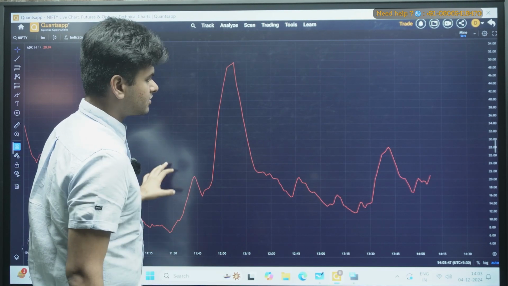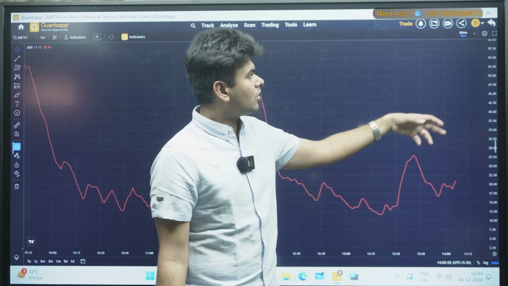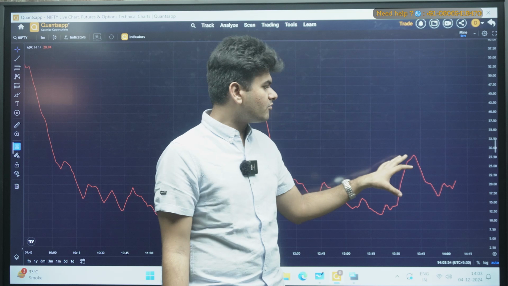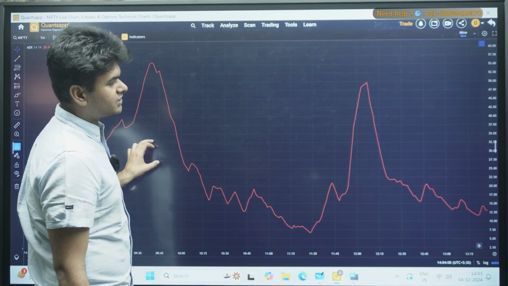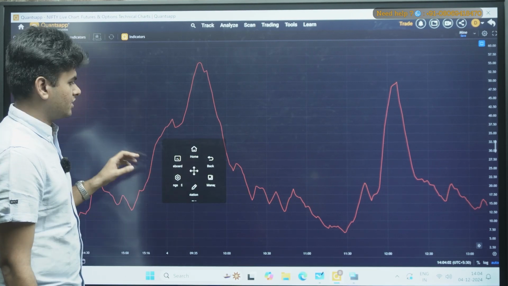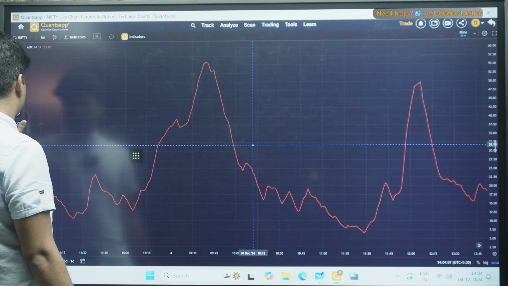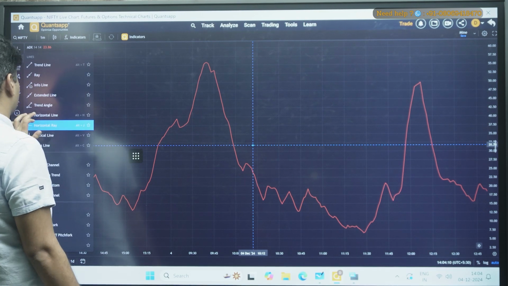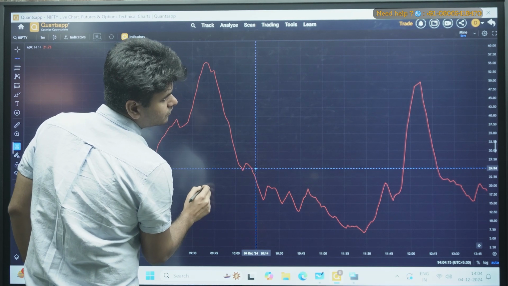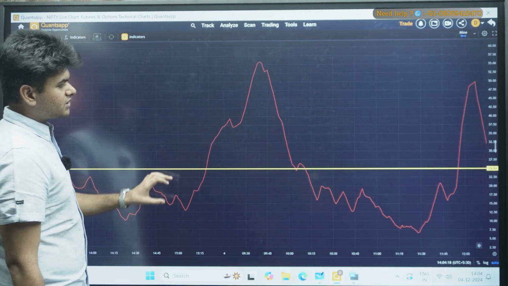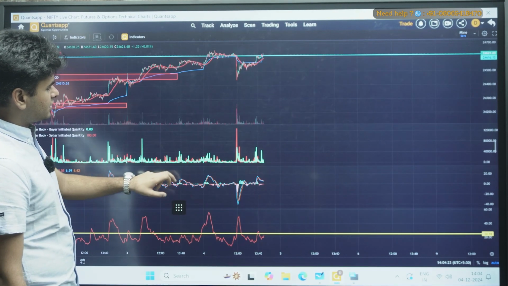So this is ADX. As I said, the ADX parameter ranges from 0 to 100, but generally you'll see momentum coming in either direction when the average directional index is crossing about 25. So if I just put a line here on the 25 level, you can see that whenever the ADX is crossing above 25, there you'll see good momentum.